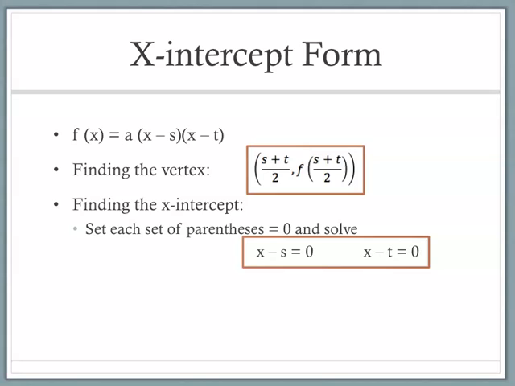And then lastly, for the y-intercept, this is when x is equal to 0. So this would end up being a times s times t. And the reason why it becomes s and t is because when you multiply negative s times negative t, it ends up being positive.